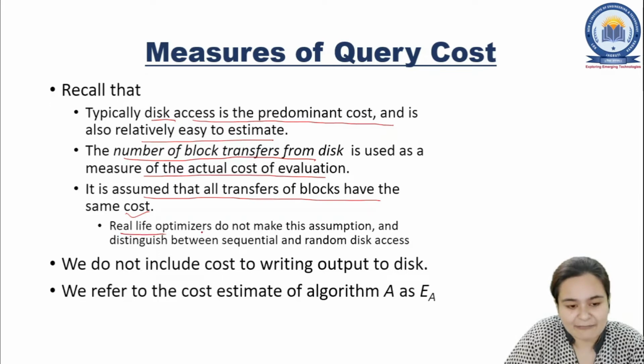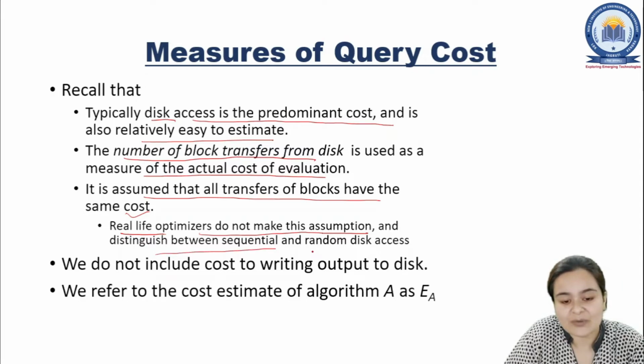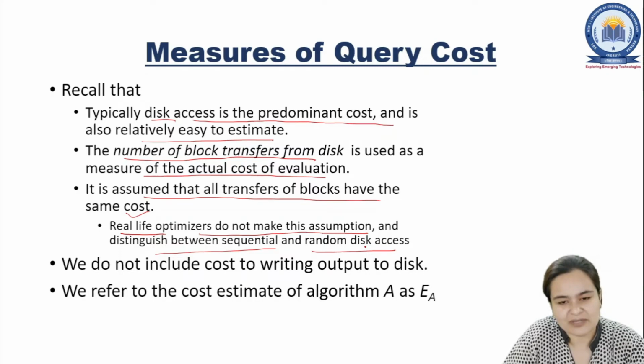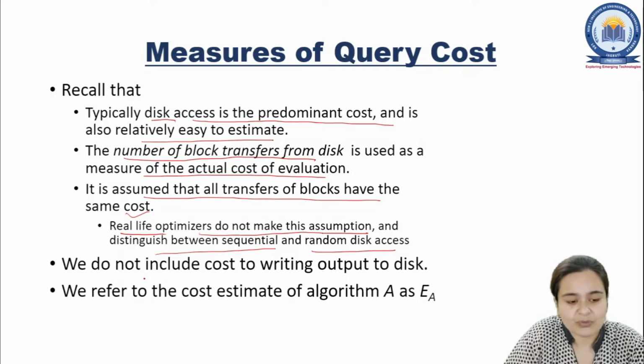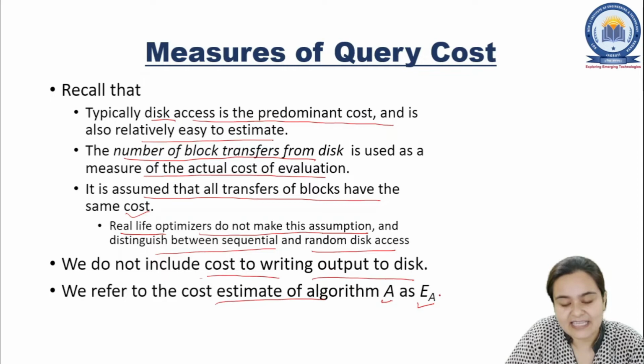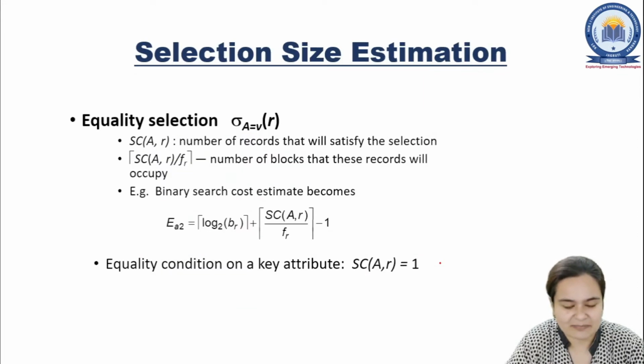Real life optimizers do not make this assumption, and they distinguish between sequential and random access. So this usually does not happen. We have different cost measures for sequential and random disk accesses. We do not include the cost of writing output to the disk, and we refer to the cost estimate of an algorithm A as E of A. So E subscript A will be the cost estimate of the algorithm.